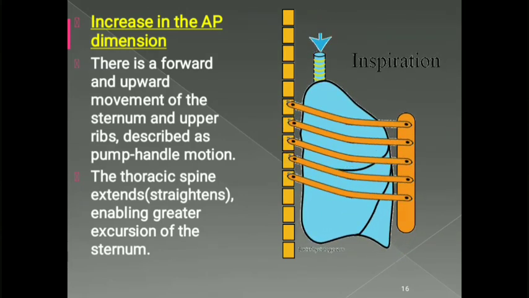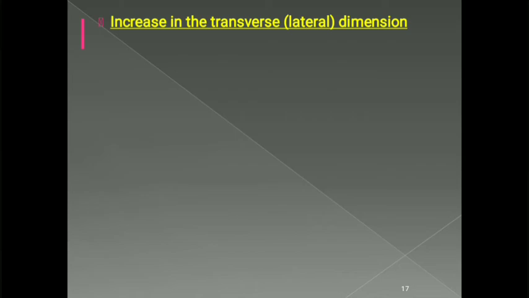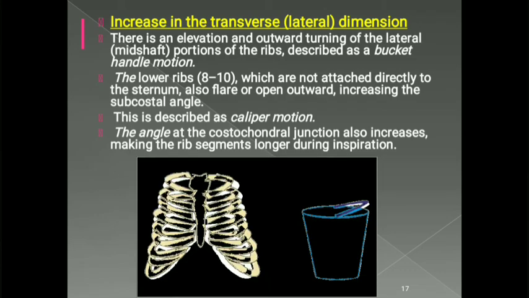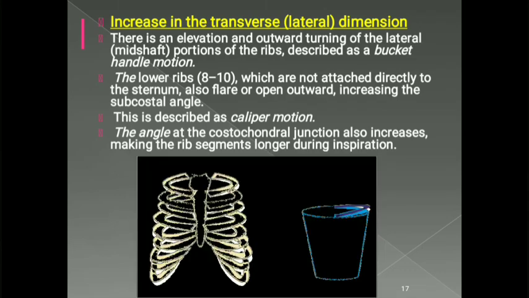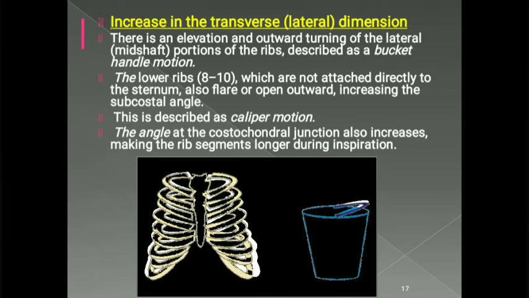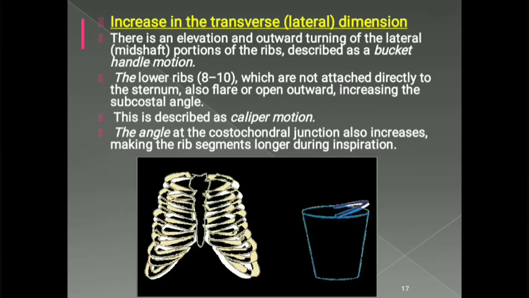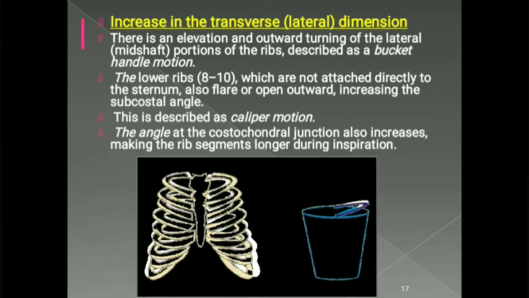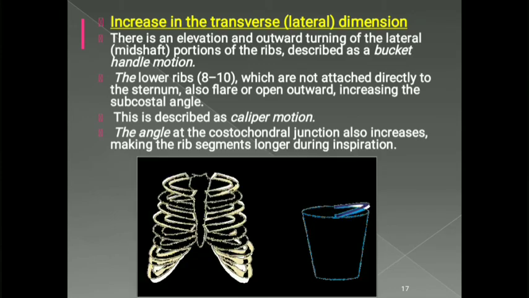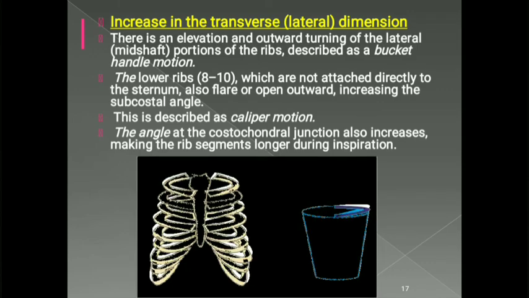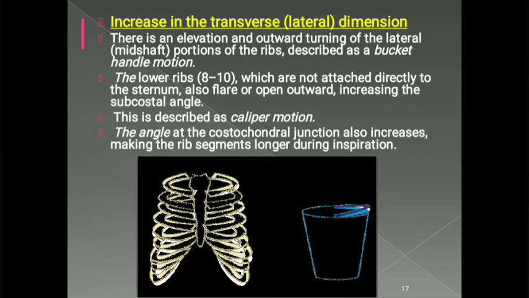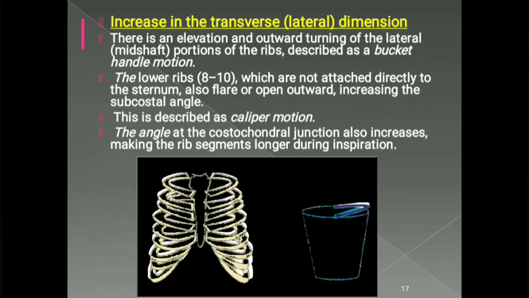Now let's talk about the second movement, in which there is an increase in the transverse diameter. During this movement, there is an elevation and outward turning of the lateral portion of the ribs, which is described as a bucket handle motion. The lower ribs, which are not attached directly to the sternum, also flare or open outward, increasing the subcostal angle. This is described as a caliper motion. The angle at the costochondral junction also increases, making the rib segments longer during inspiration.